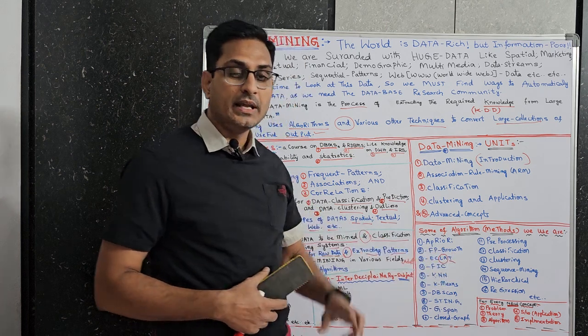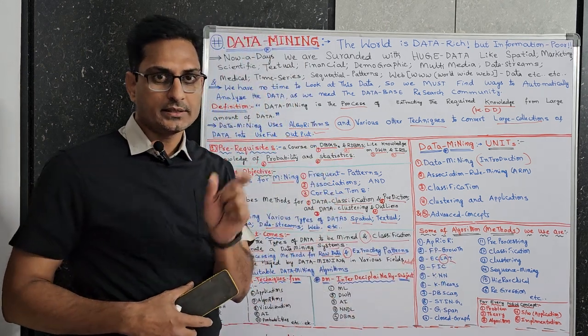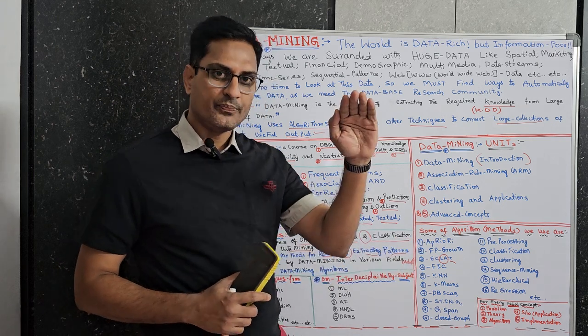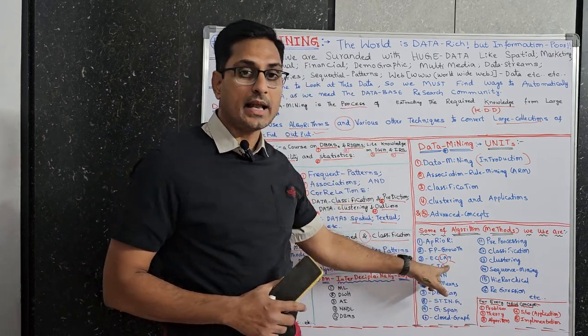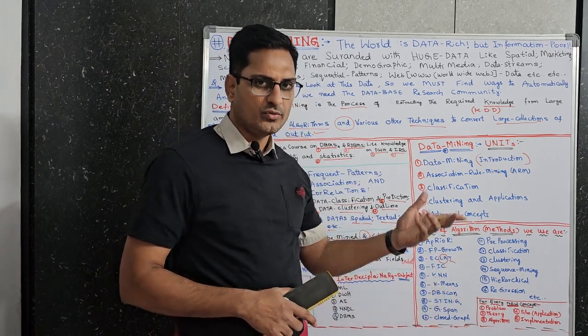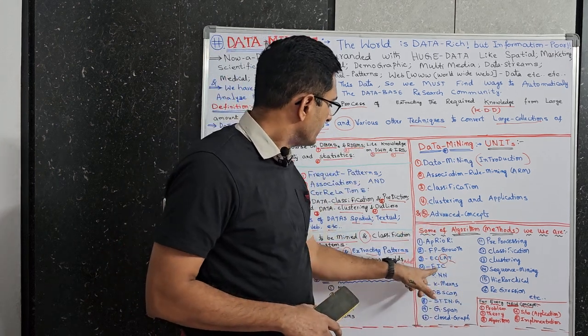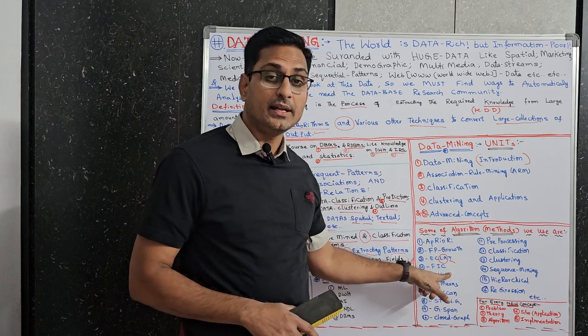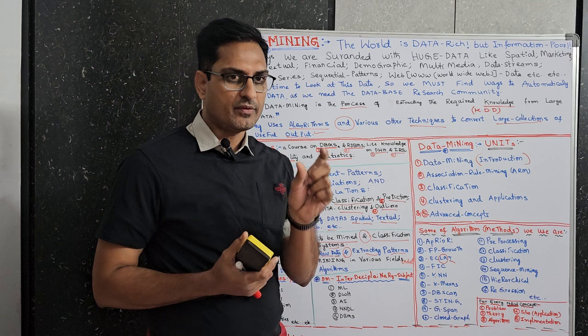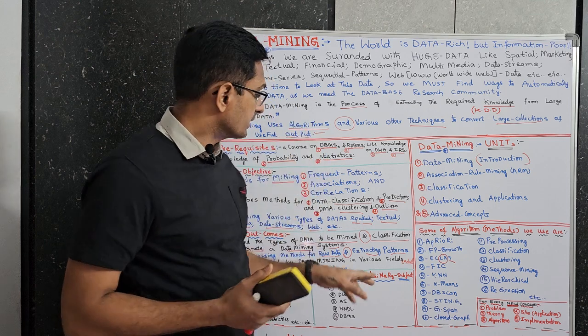ECLAT algorithm, equivalence class clustering. E means equivalence, C means class clustering bottom up, LA means lattice, lattice means hierarchical structure, T means traversal algorithm. That is the full form of ECLAT algorithm. And FIC algorithm, fractal image compression. If you want to download images, blur images, then we have the fractal image compression algorithm.